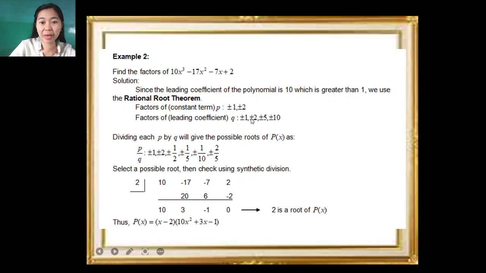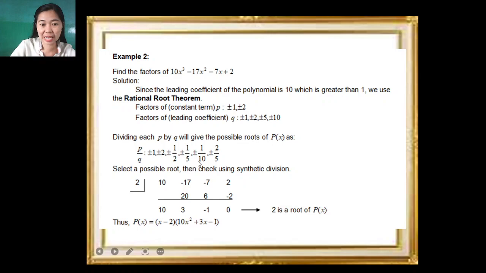2 divided by 2 is 1 half. So, positive and negative 1 half. 1 divided by 5 is 1 fifth. So, we have 1 fifth, positive and negative. Then 1 divided by 10 is 1 over 10, or positive and negative 1 over 10. Then 2 over 5 is positive and negative 2 over 5. So, wag mo na ulitin yung 2 over 10 kasi ang sagot din dyan is 1/5.